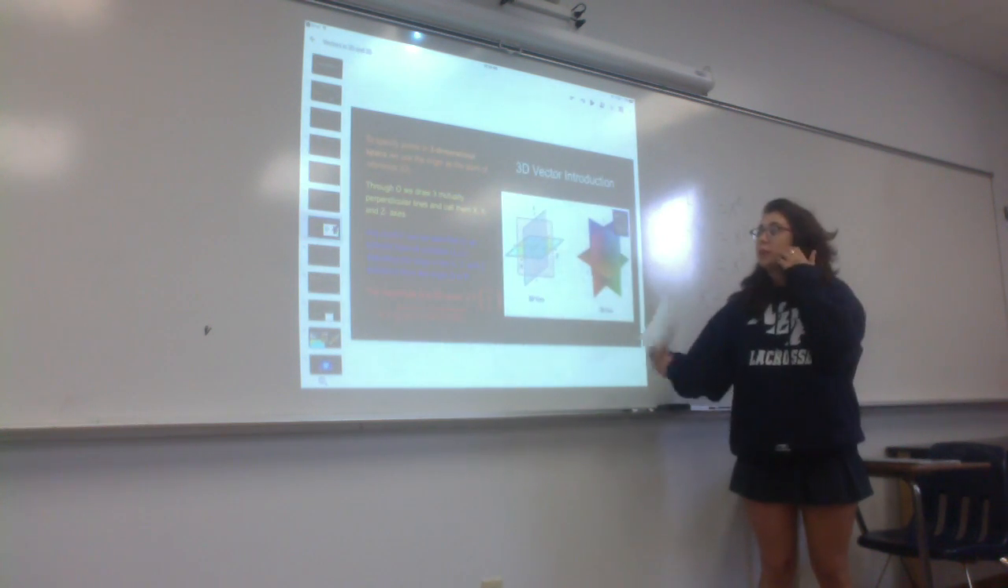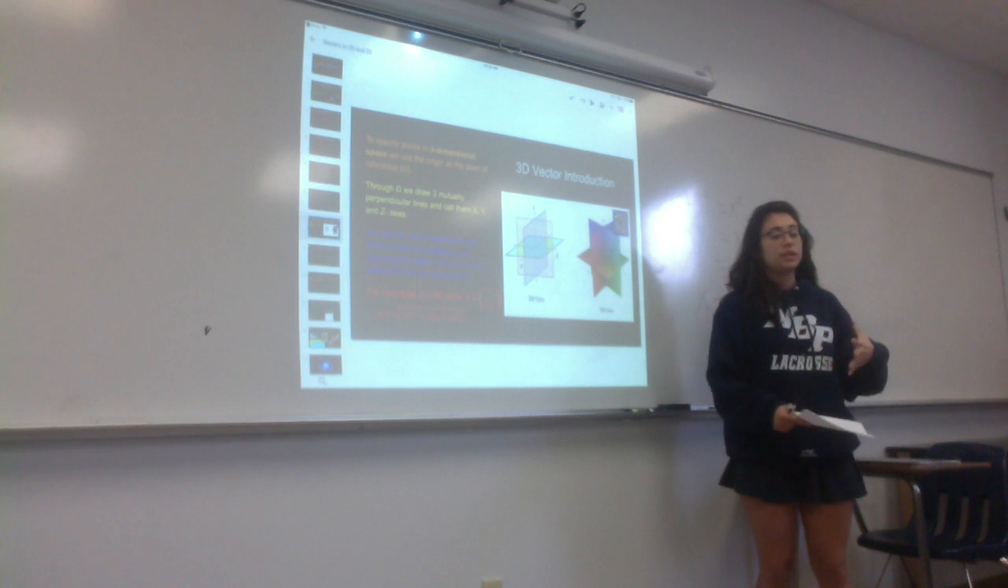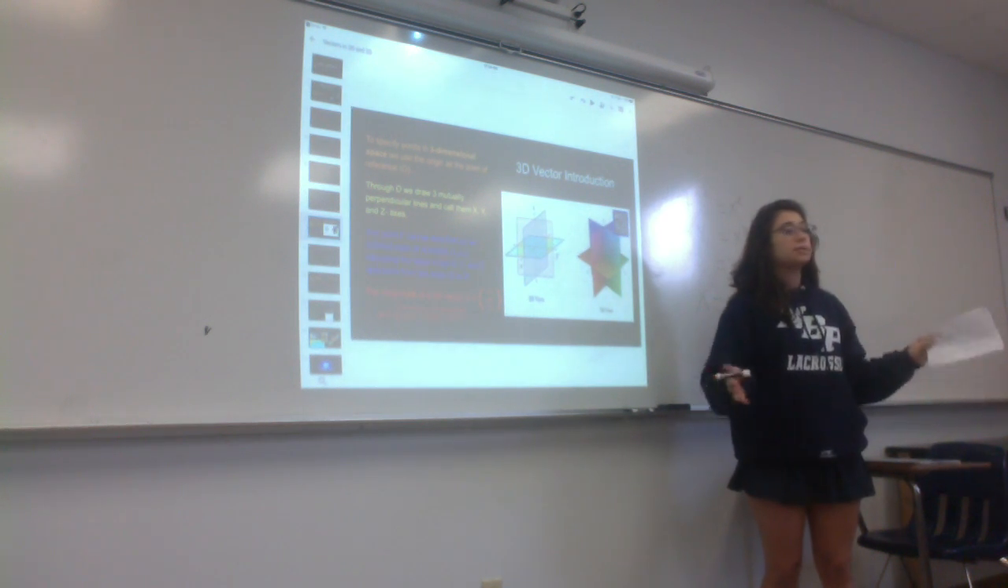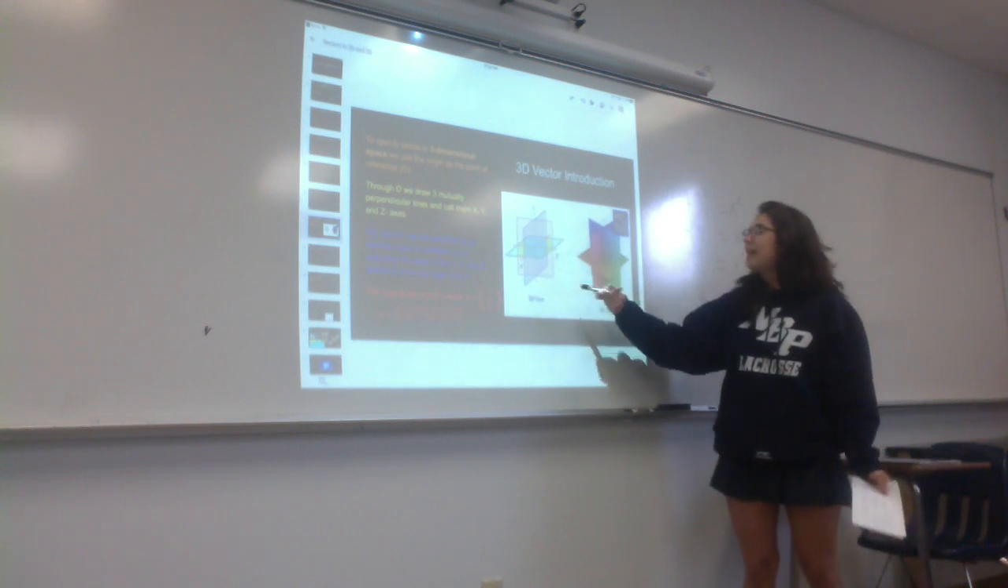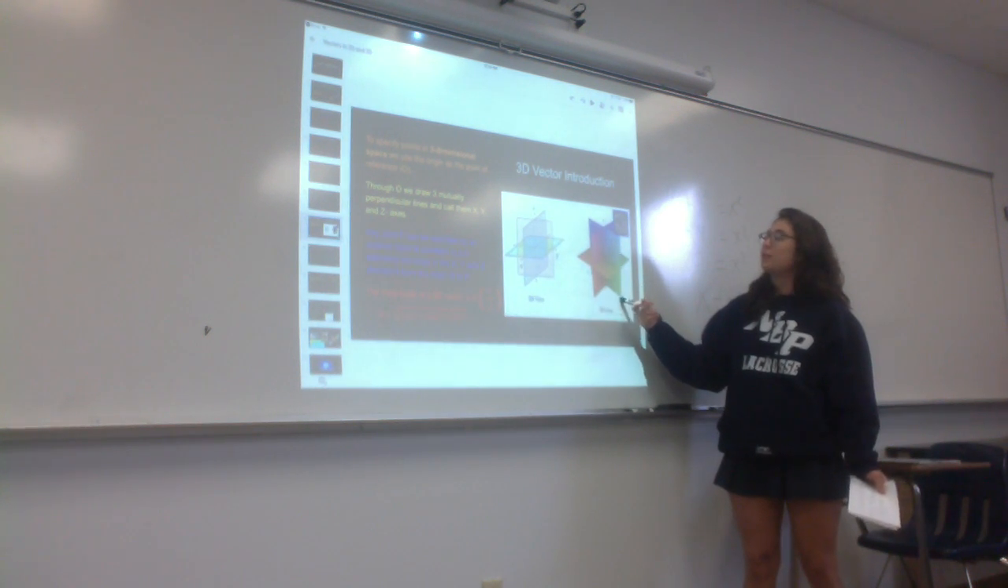Okay, 3D vectors. Remember how I told you guys that 3D means that there's 3 planes or lines perpendicular to each other. So this would be a 2D version of a 3D model, and this is what it would look like if it were a 3D model.